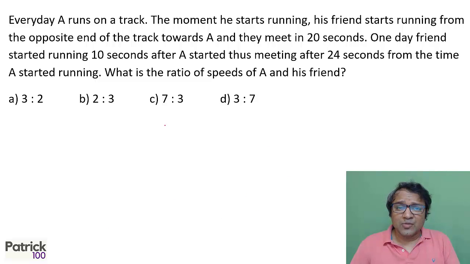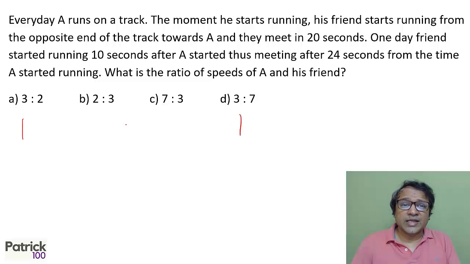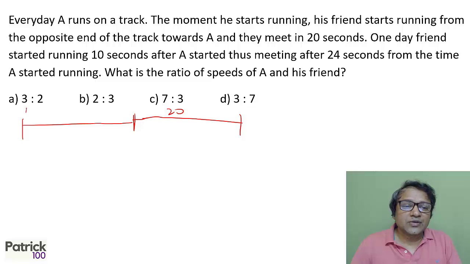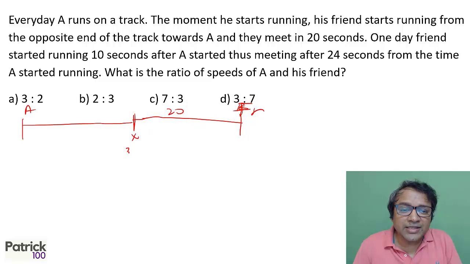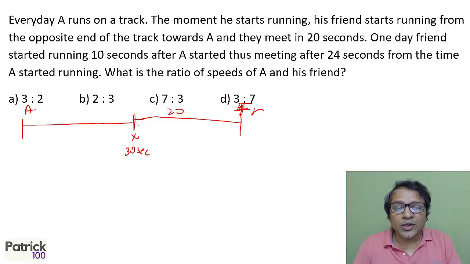Every day A runs on a track. The moment he starts running, his friend starts running on the opposite end, and they meet in 20 seconds. So when A runs 20 seconds, they meet. So let's say A runs from here and his friend runs from here. So once the friend starts 10 seconds later, technically that means the friend should reach this particular point in 30 seconds if he keeps running. And he meets A in 24 seconds.